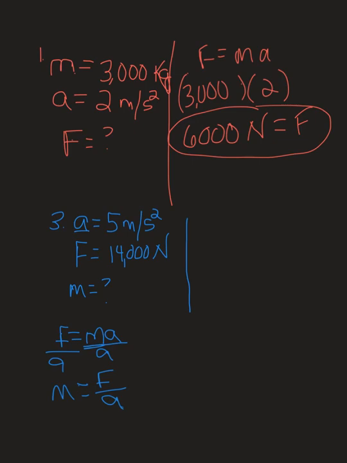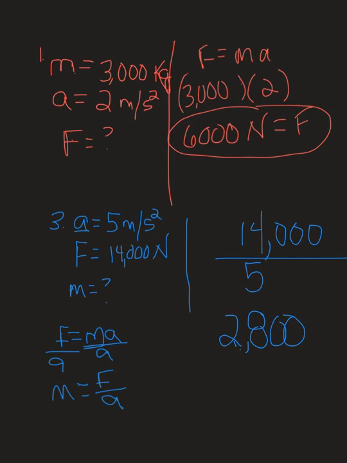Let's plug this in. What is the force? We have 14,000 newtons, and we're going to divide that by 5 meters per second squared. So what is 14,000 divided by 5? It is 2,800. And we're talking about mass, so what unit do we have to use? Kilograms. So the truck is 2,800 kilograms.